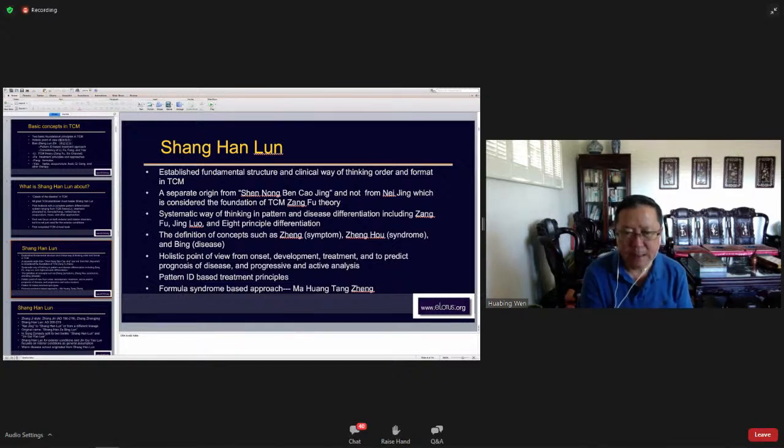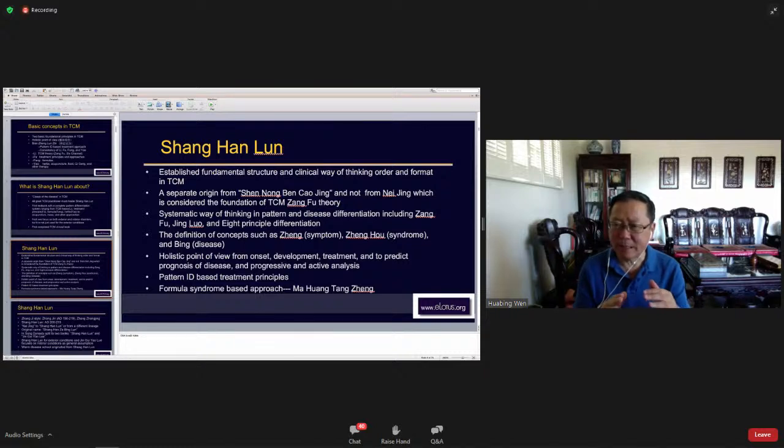And there are the different definitions of concepts such as zheng, symptom, zheng hou, syndrome, and bing, disease. Even in the early stage of Shang Han Lun, those are already distinguished. This is just a headache symptom. You have a syndrome, wind cold. Or you have bing: Taiyang bing, Yangming bing, Shaoyang bing. That level structure is already there.